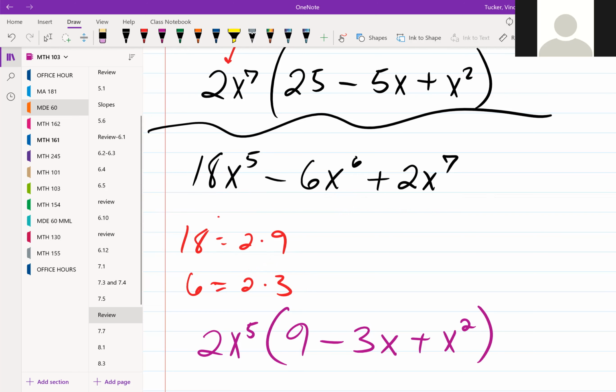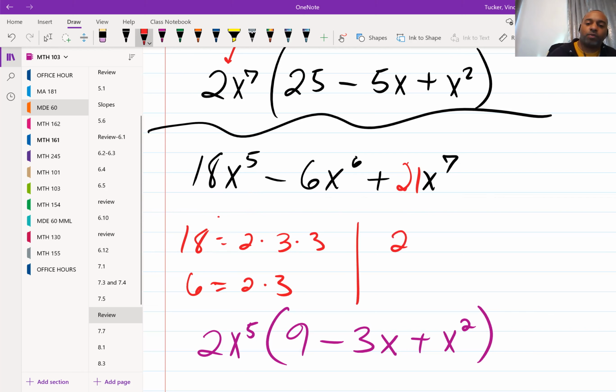So will they always be even, or will it be a mix of both? I mean, it could be anything. Let's say I did 21 right here. Now I'm looking at, okay, what do all three of these have in common? If I were to break up this 18, that's 2 times 3 times 3. If I look at that 21, that's 3 times 7. So now I'm pulling 3 out of each. You see what I mean? So it's always about evaluating your numbers and seeing what they have in common that you can pull out of all three.